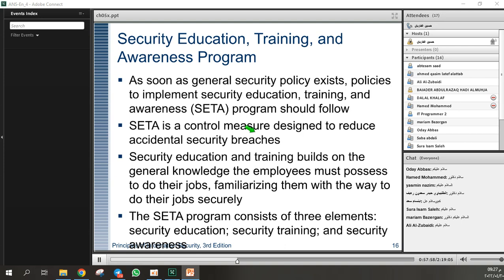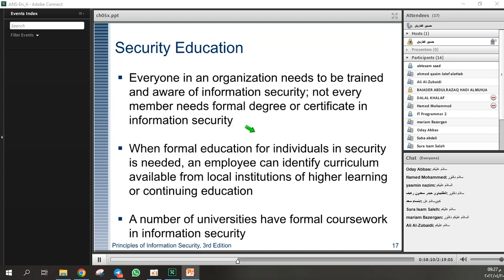So we must care about security education. We must care about training, security training. We must care about security awareness. We must care about the whole of those items. But let me talk more about them. When we are talking about security education, it means that every person inside the organization needs to be trained and aware about information security.